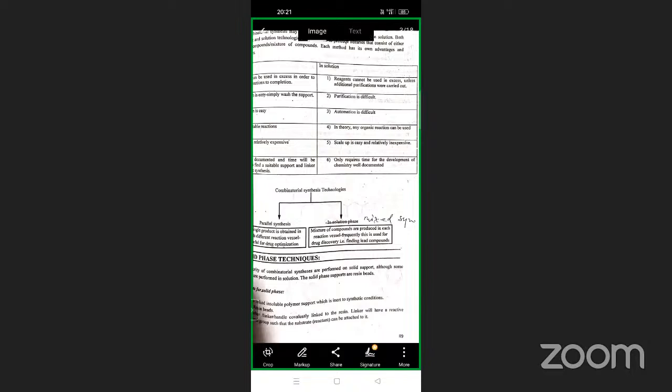So cost wise, the solid support reactions are expensive because to perform these solid support reactions, or the combinatorial synthesis or the combinatorial method, you need to use some expensive instruments here, right? Expensive instruments are used in the solid support synthesis. And the solution phase is inexpensive. It is very inexpensive or very cheap because we are not using expensive instruments or operators here.